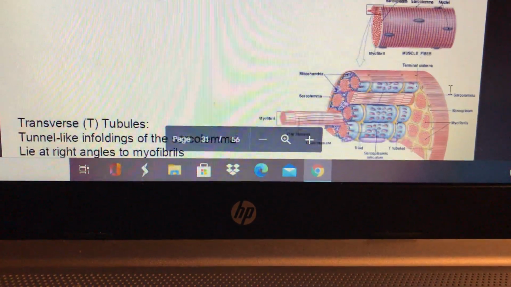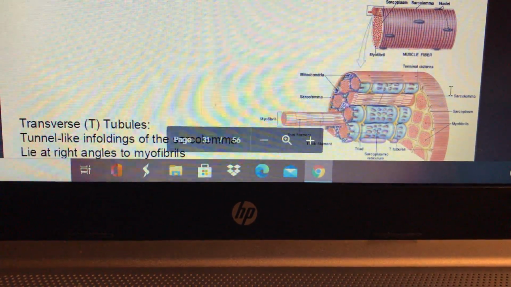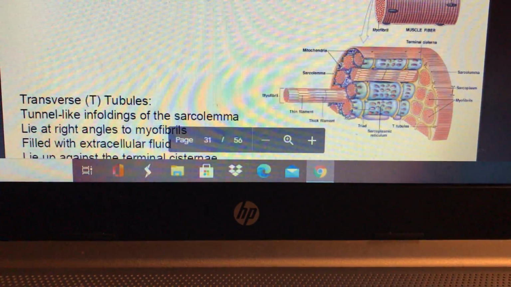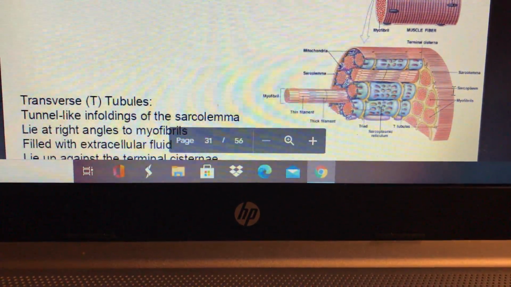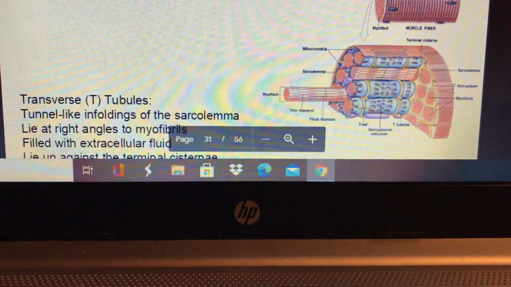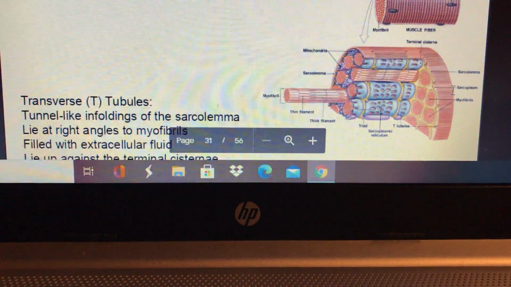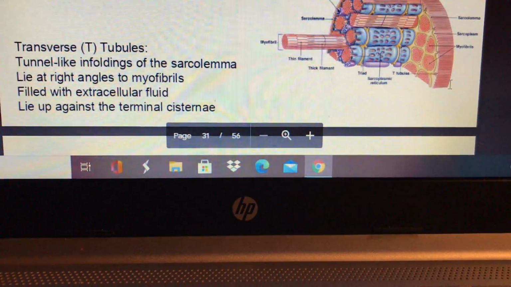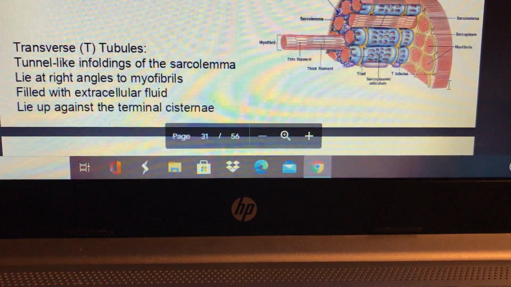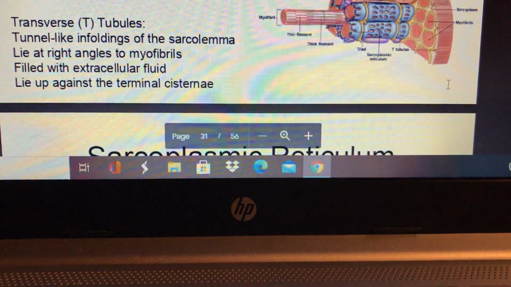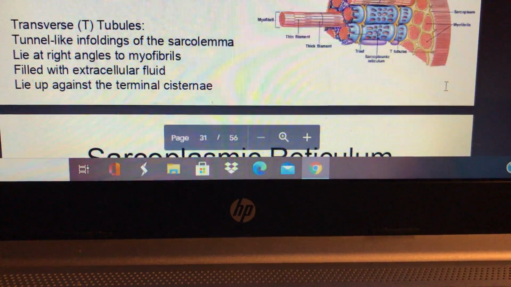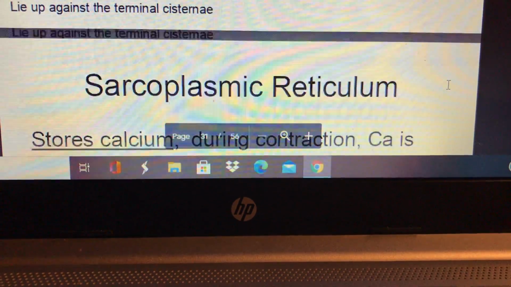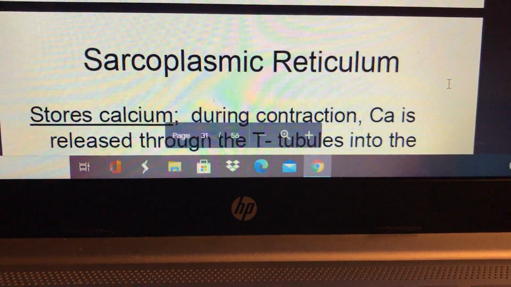Anatomy of skeletal muscle: the sarcoplasmic reticulum. These are intracellular tubules, like endoplasmic reticulum, wrapping myofibrils. They store calcium ions at rest and release calcium ions into the sarcoplasm when stimulated. The transverse or T-tubules are tunnel-like enfoldings of the sarcolemma that lie at right angles to the myofibrils. They're filled with extracellular fluid, and they lie up against the terminal cisternae.